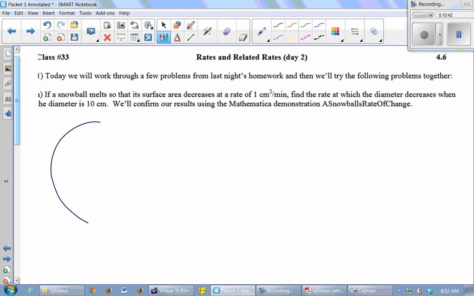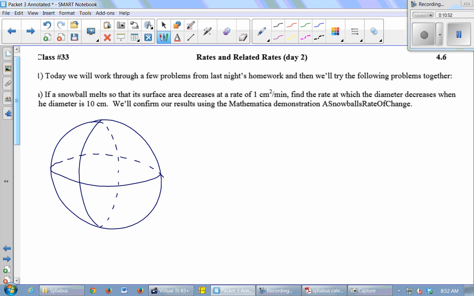All right, so we've got a snowball. Just mark the radius. All right, what's the surface area of a sphere? Well, I suppose before I do that, I should do what I always do. What do I know? What do I want? Okay, so what rate am I given? The derivative of surface area. So we'll call that dS dt. We'll let S be surface area. So dS dt is -1, because it's decreasing, so the derivative should be negative.